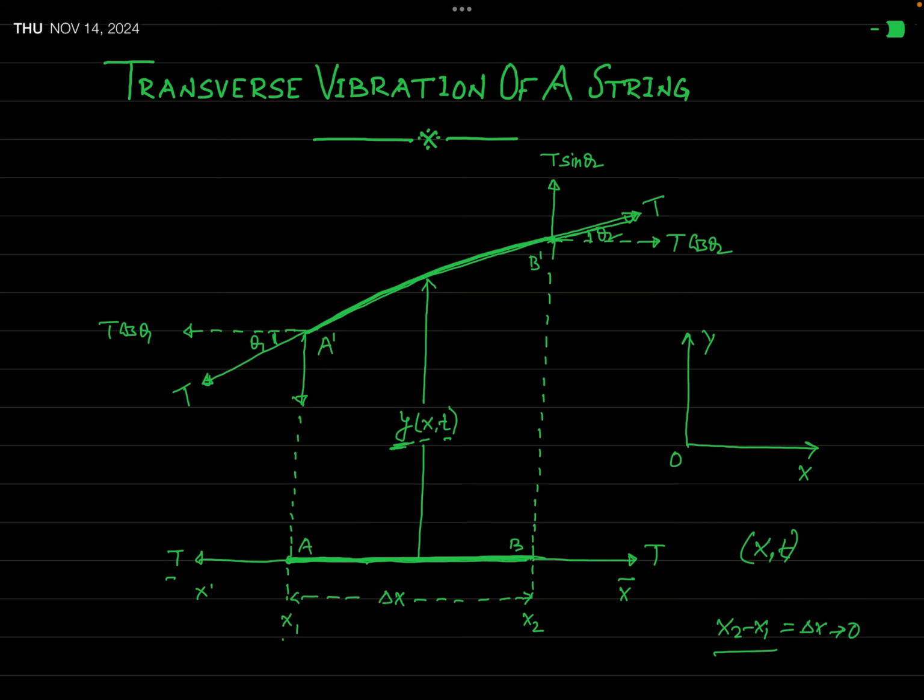And writing this, you can find what will be the equation of motion of this element. And for this, you can see, if you resolve the tension T acting at point A dash, its x component, you can see in the figure, will be T cos theta 1, and its y component will be T sin theta 1, and it will actually be in the negative y direction.